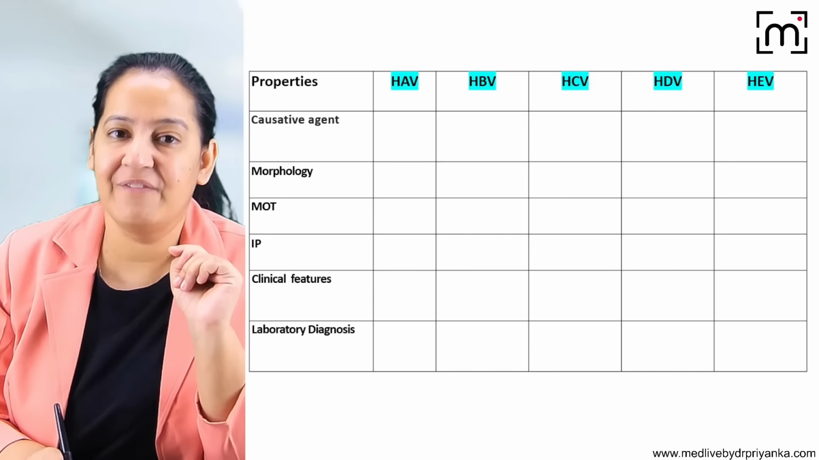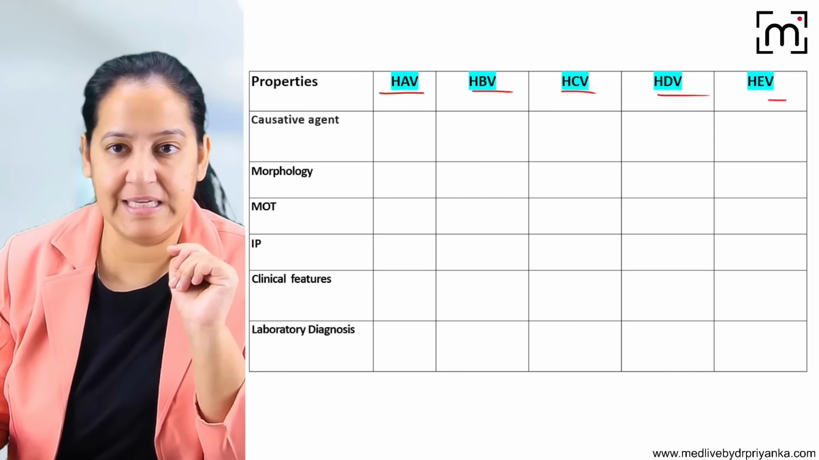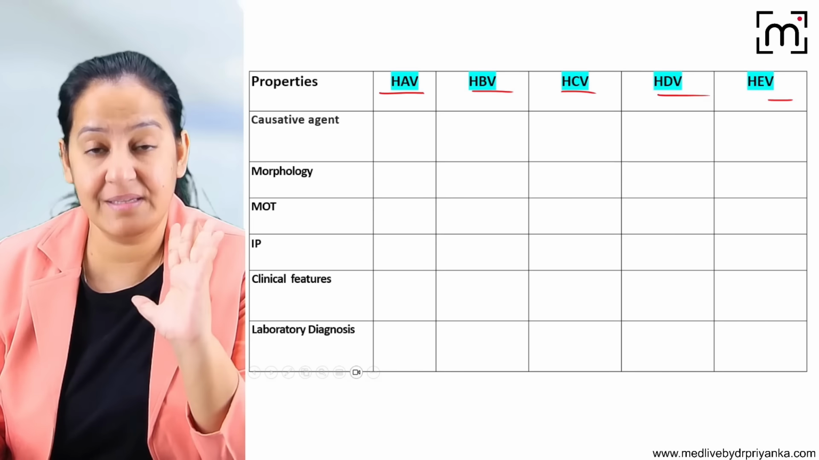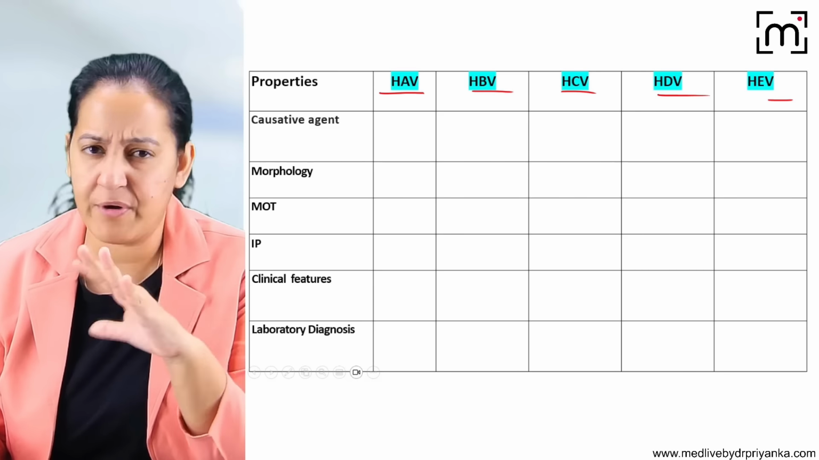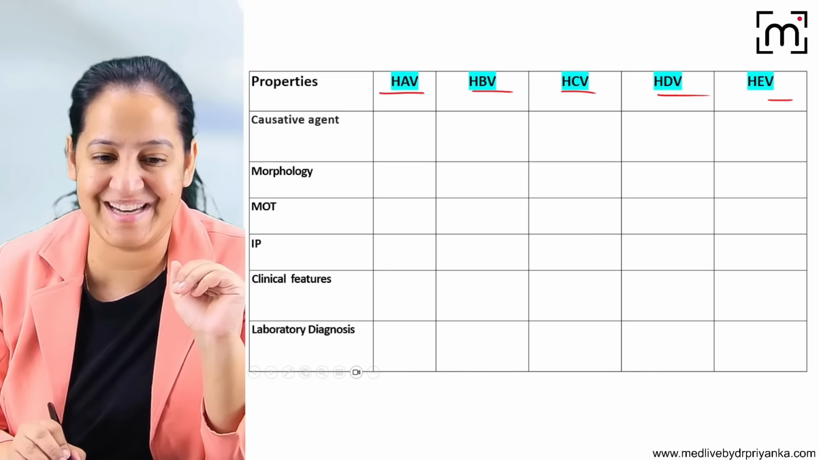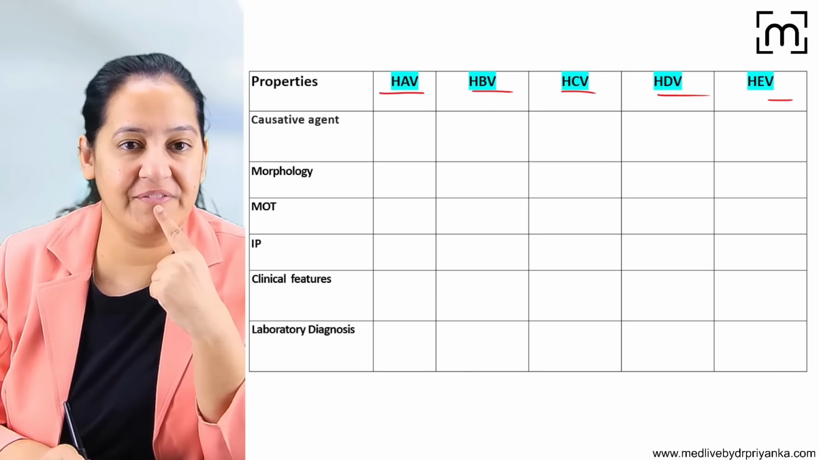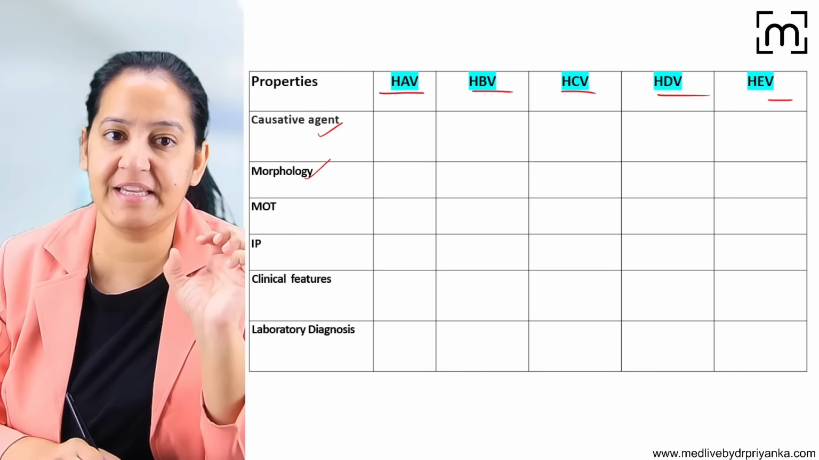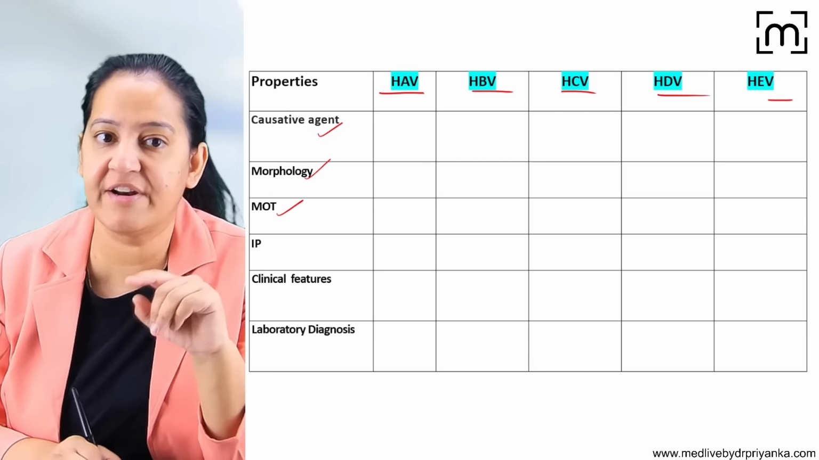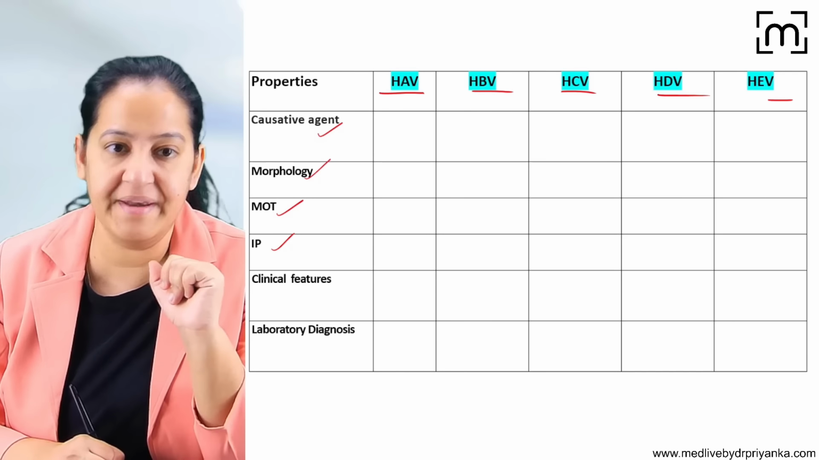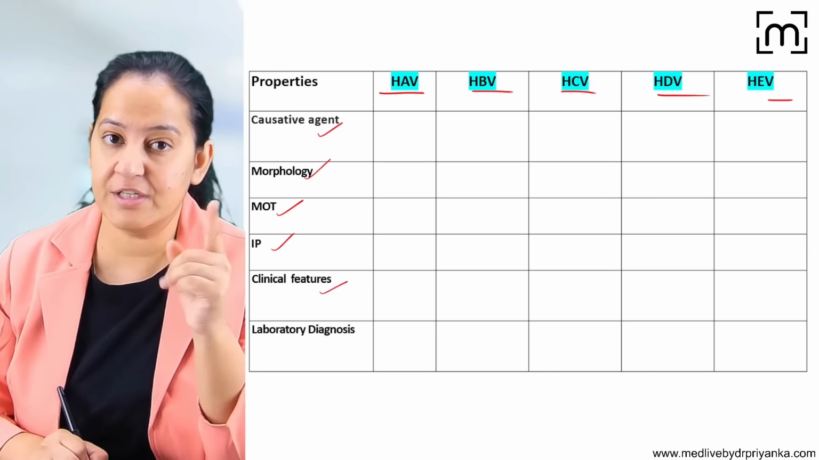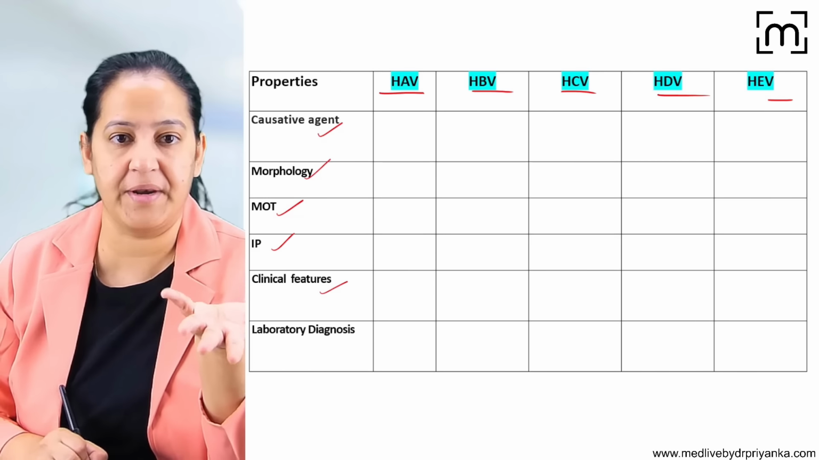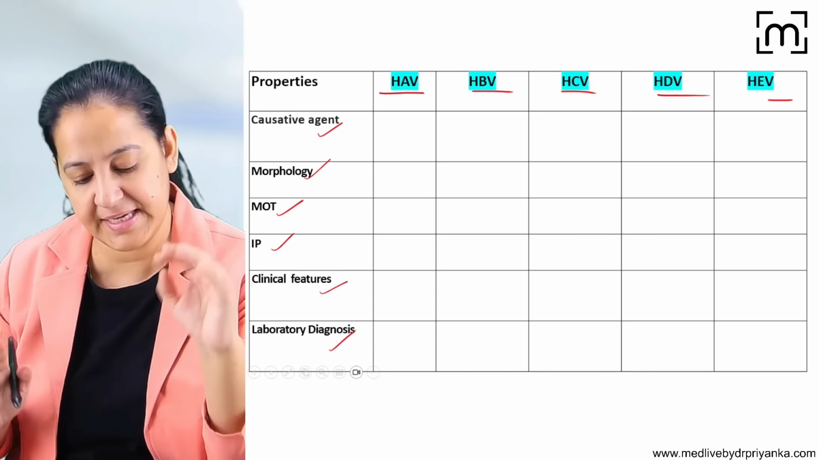So first of all, I will give you the details of A, followed by B, C, D, E in sequence. Now we will describe them under a fixed set of headings. We already have an overview now. It's very easy to understand now. First of all, we will see the causative agent in each of them, then the morphology of the virus in each of them, mode of transmission we already know, we will revise. Incubation period we already know, we will revise. In clinical features we already know which causes acute, which causes chronic, and then lab diagnosis. Okay, so in these headings we will divide.